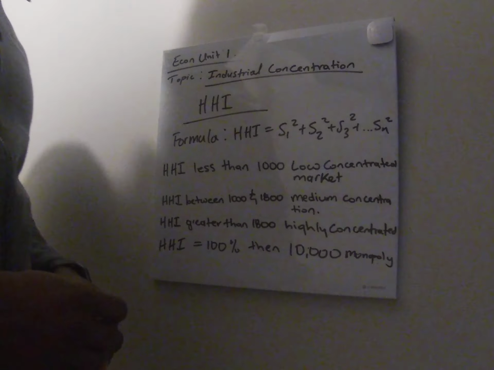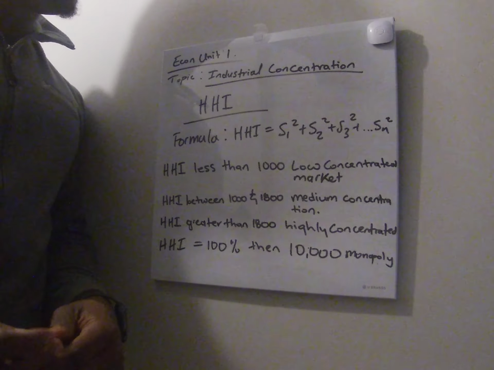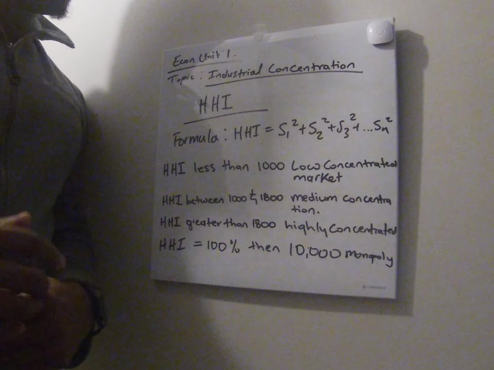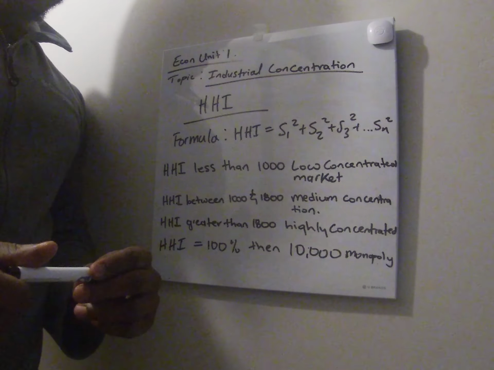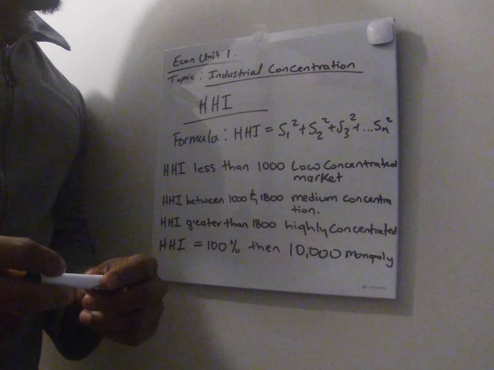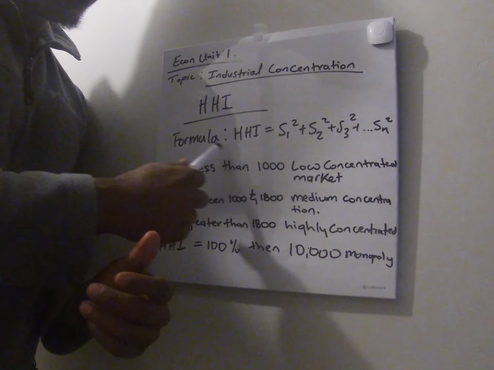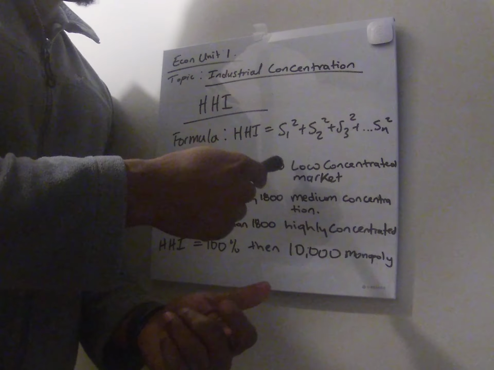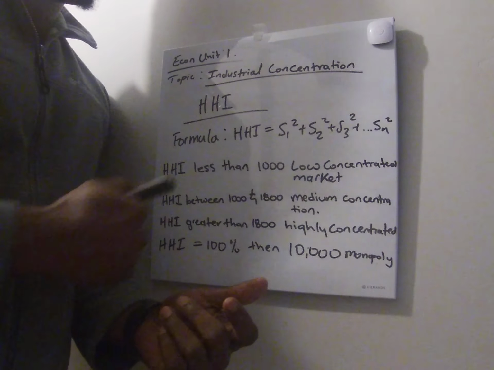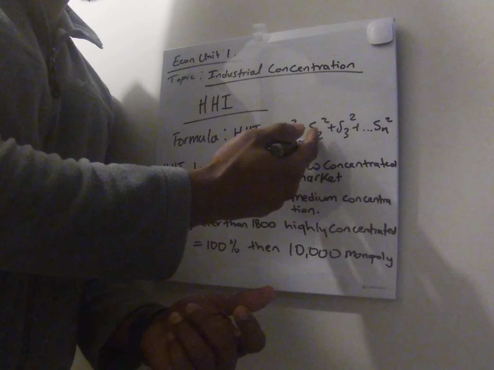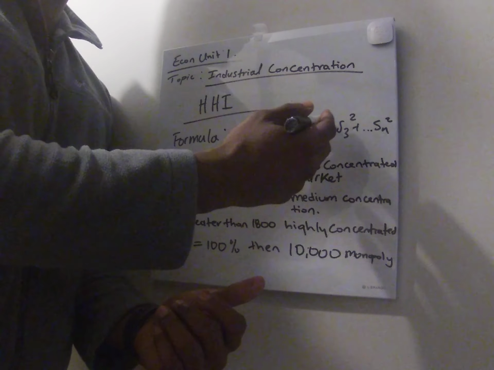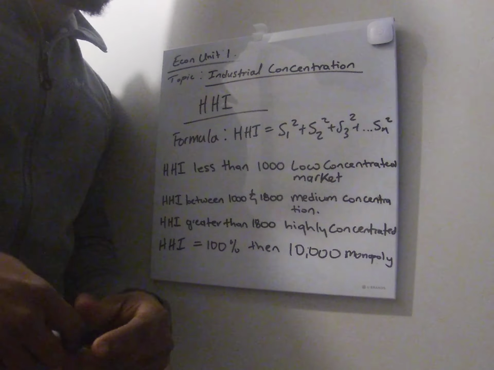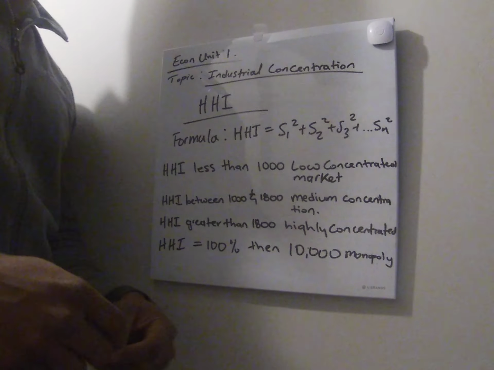HHI is one of the methods used to measure the concentration ratio. This one is called the Herfindahl-Hirschman index. The formula for it is HHI equals S1, which is the share of firm 1 squared, plus the share of firm 2 squared, plus the share of firm 3 squared, and so on and so forth, going to the nth. The nth is the last firm within that industry.